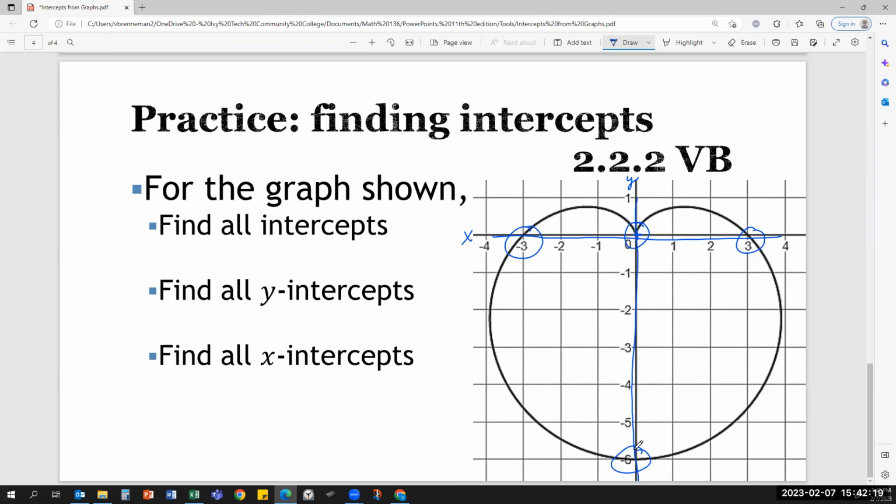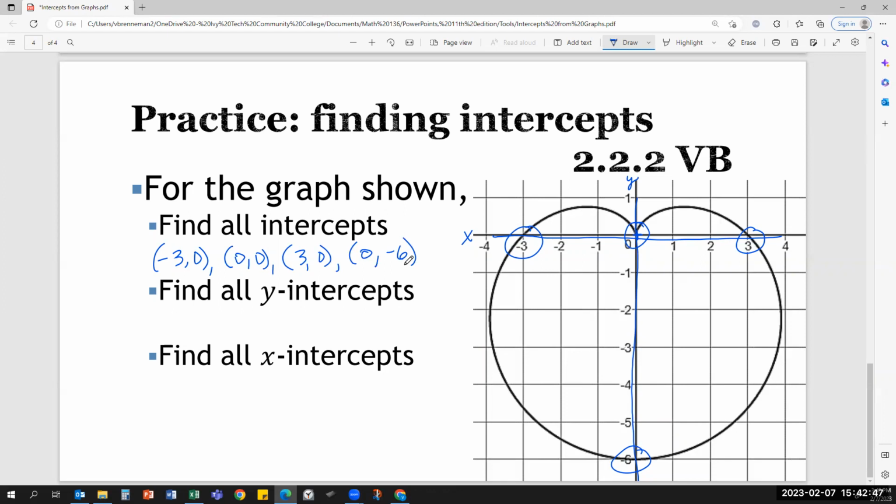So if I'm just finding all the intercepts, I'm going to give the ordered pairs of all of those. So I have (-3, 0), and then (0, 0), and then (3, 0), and then I have the one down here, (0, -6). So if you're finding all the intercepts, you need to list all of those. They could be in any order as long as what's inside the parentheses doesn't change for each one.